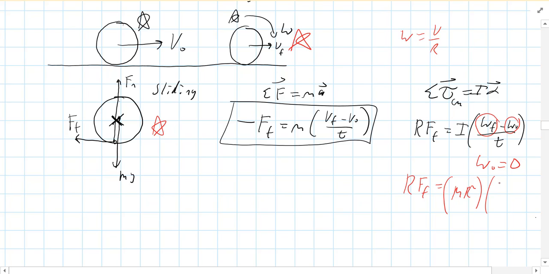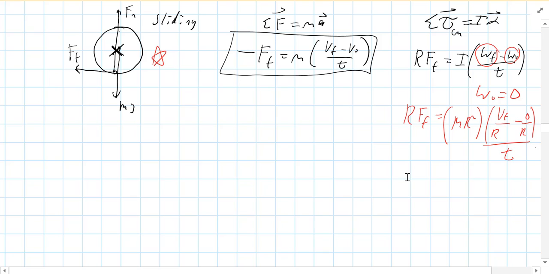Then we've got omega final, which is V final over R, minus 0 over R, divided by T. I'm going to do a little simplifying on this. The good news is all the radii are going to drop out again. This radius cancels with that one right there, and this radius cancels these two. And you get force of friction equals m v final over time. So there's your equation.